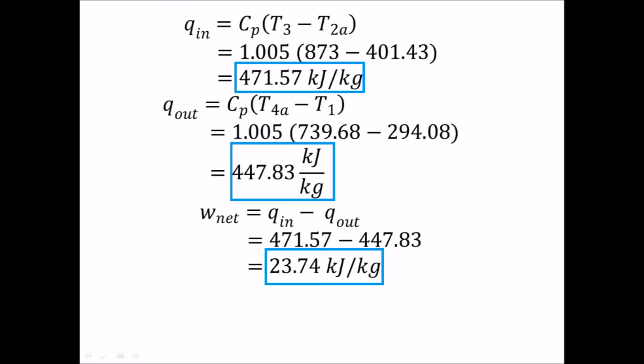Then we calculate the Qin, which is Cp multiplied by the subtraction between T3 and T2a. We will get 471.57 kJ per kilogram. For the Qout, we will obtain 447.83 kJ per kilogram. The work net is the difference between the Qin and the Qout, and we will get 23.74 kJ per kilogram.